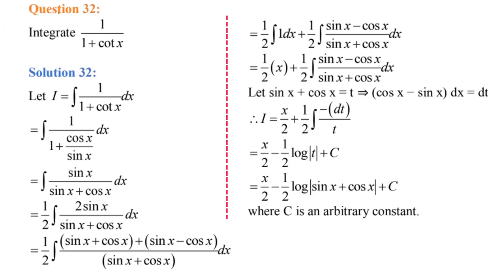Here 1 upon 1 plus cot x. So cot x we can convert into sine and cos. So cos by sine, and then let's take the LCM and solve. What are we doing in this step?